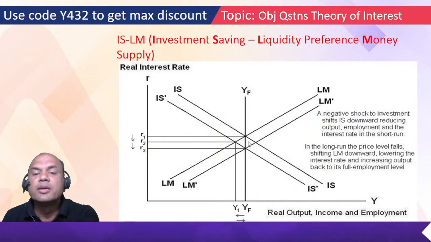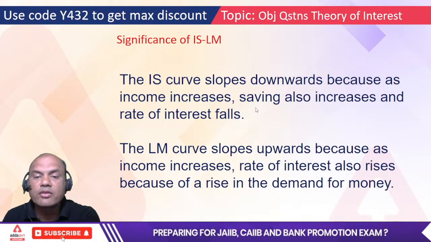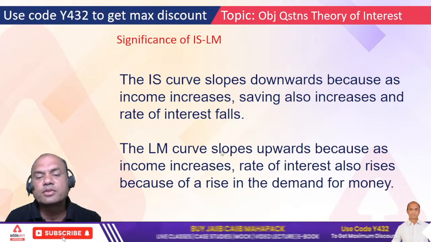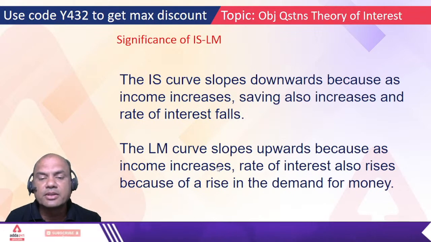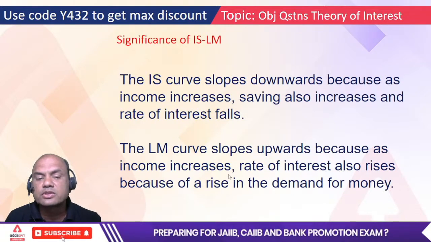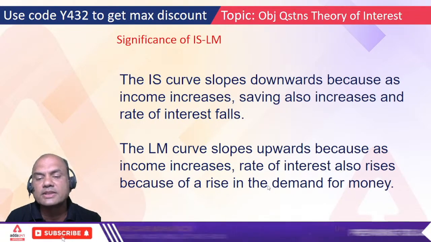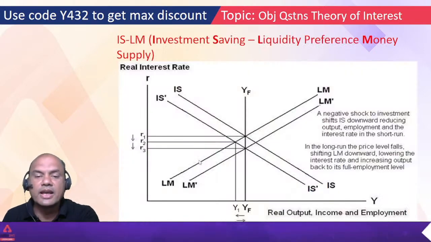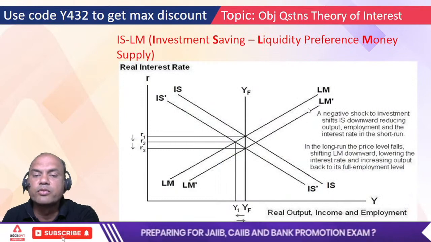IS curve. Why? Because the rate of interest is going down. Why will he save? He will go for businesses. He will go for equity investments. Okay, LM curve. The LM curve slopes upwards because as income increases, the rate of interest also increases because of a rise in demand for money. So this will lead to inflation. This LM curve will always move upwards.